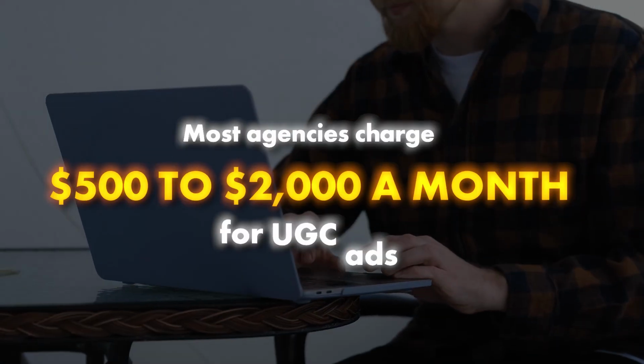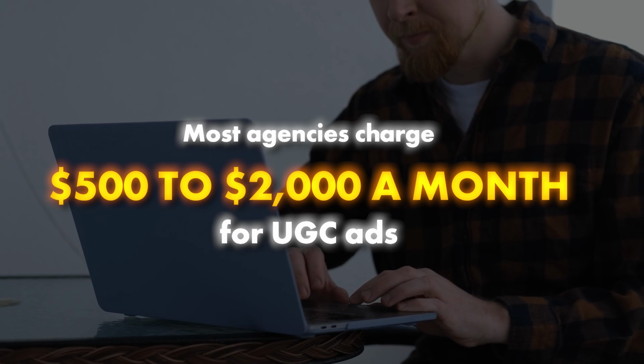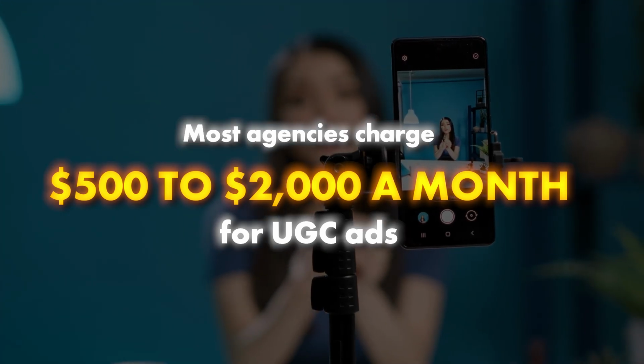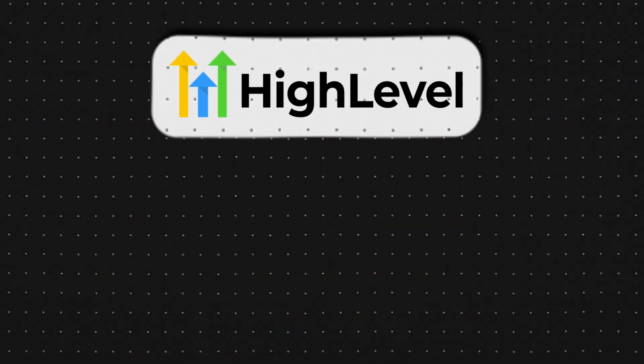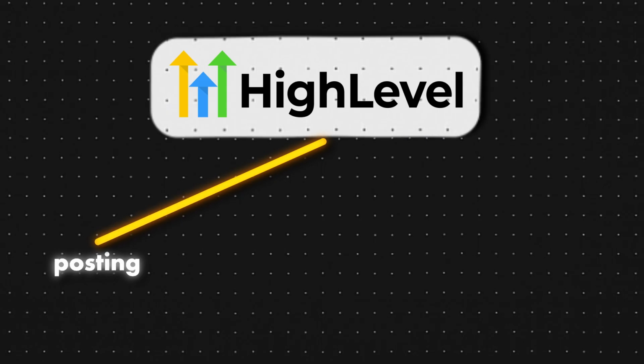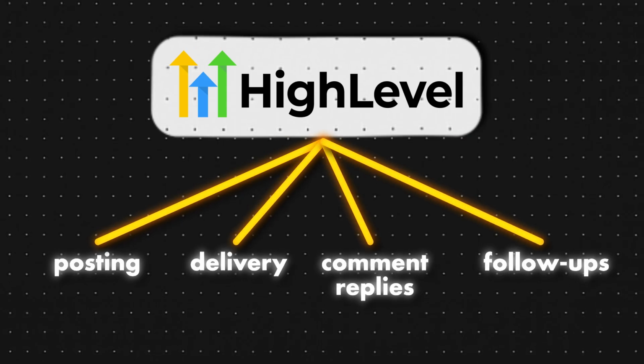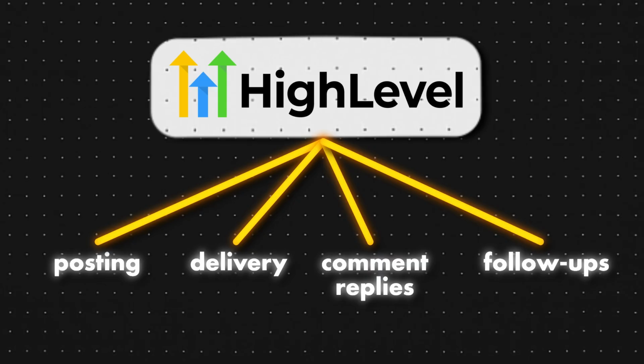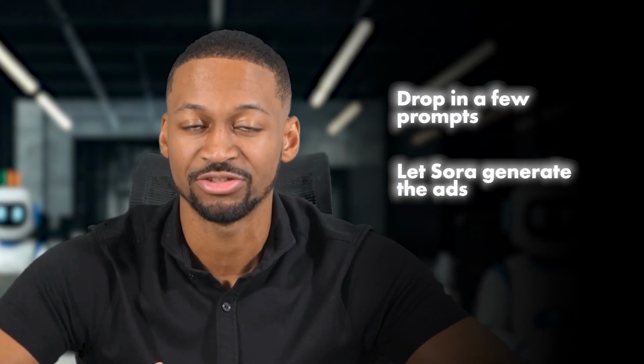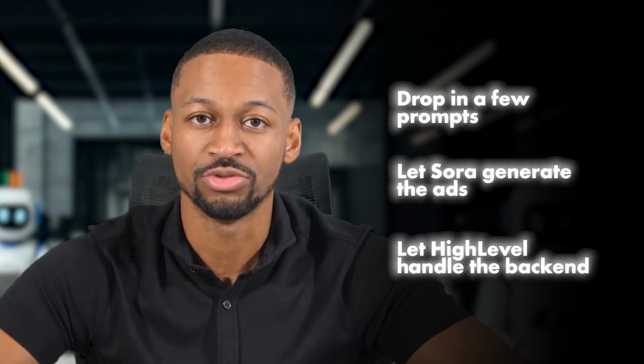Most agencies charge anywhere from $500 to $2,000 per month just to produce and manage UGC ads. And because everything you've built here is automated, the posting, delivery, comment replies, and follow-ups, you can comfortably handle multiple clients without adding any extra work. You're basically running the entire service by dropping in a few prompts, letting Sora generate the ads, and letting High Level take care of the back end.